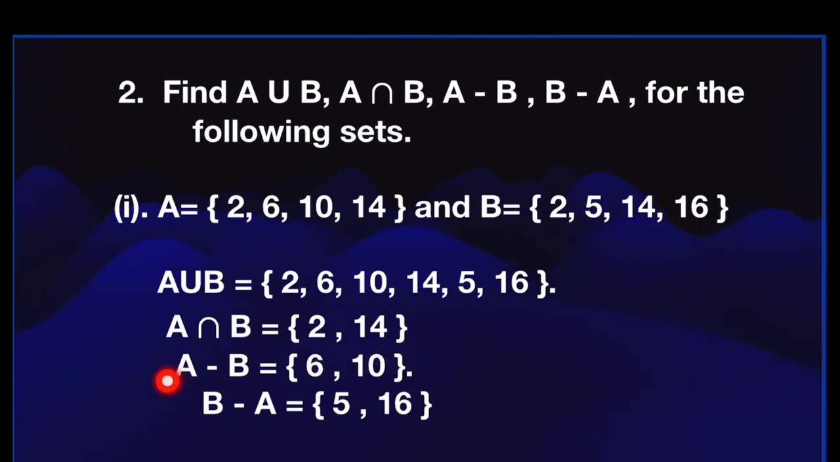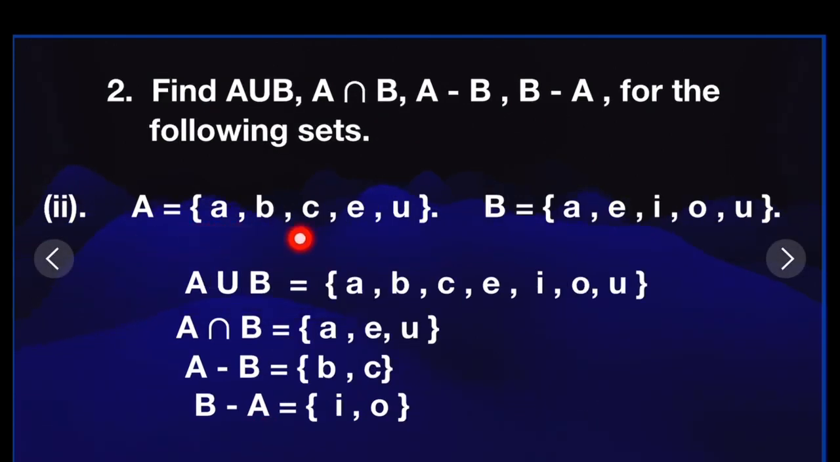Write it down. A difference B, elements which are only in A. So 6 and 10 is only in A, it is not in B. So write it down. B difference A is elements only in B and not in A. So 5 and 16 only in B and not in A. So this is the answer.